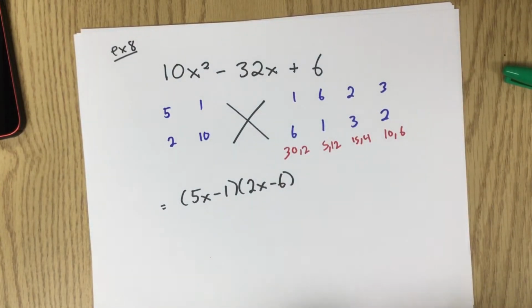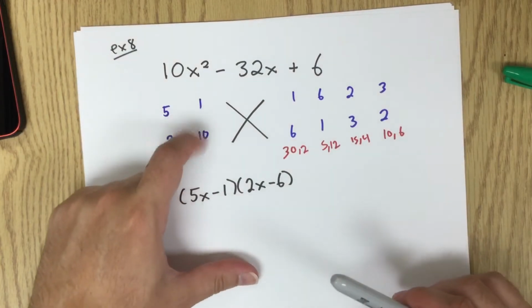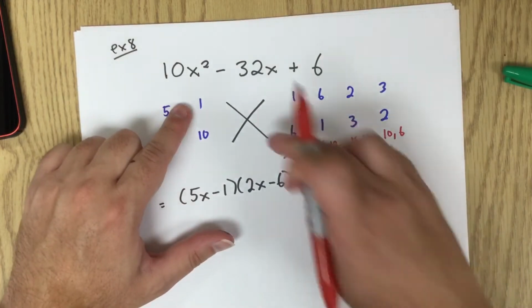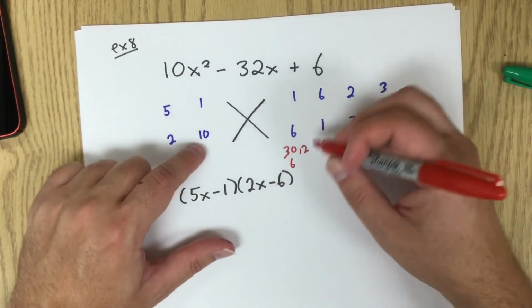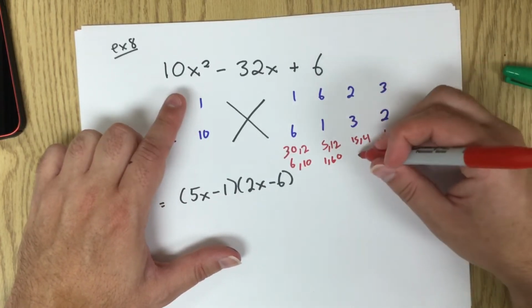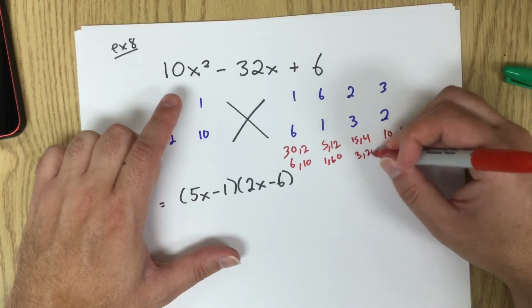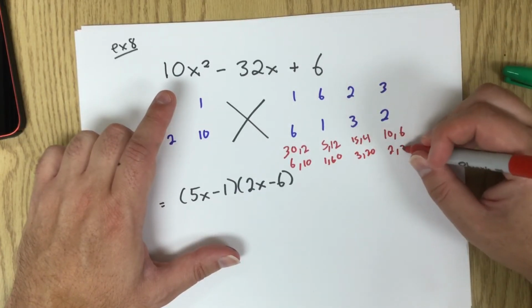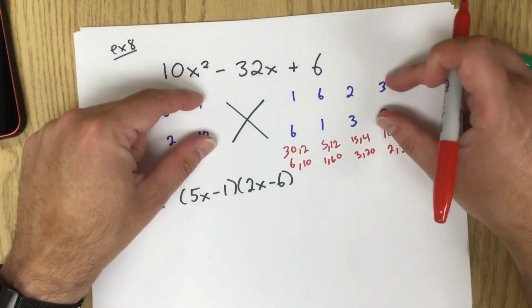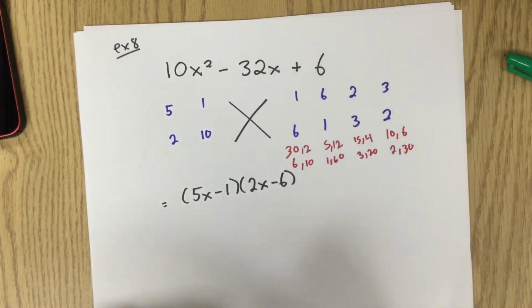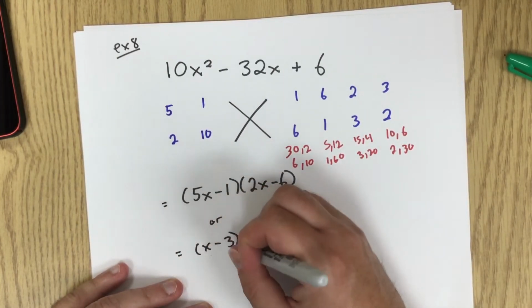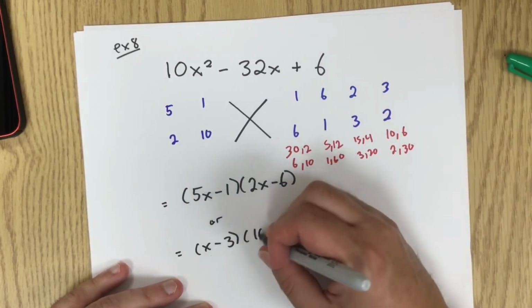But wait, let's say we had done the 1 in the 10 row. So let's say we had actually started with the 1 in the 10. So 1 times 6 is 6, 10 times 1 is 10. That's 1 and 60, no go. That's 3 and 20. And this one is 2 and 30. So wait a minute, this one works as well. So we actually could do those two. So we could also do x minus 3, because they both have to be negative, and 10x minus 2.